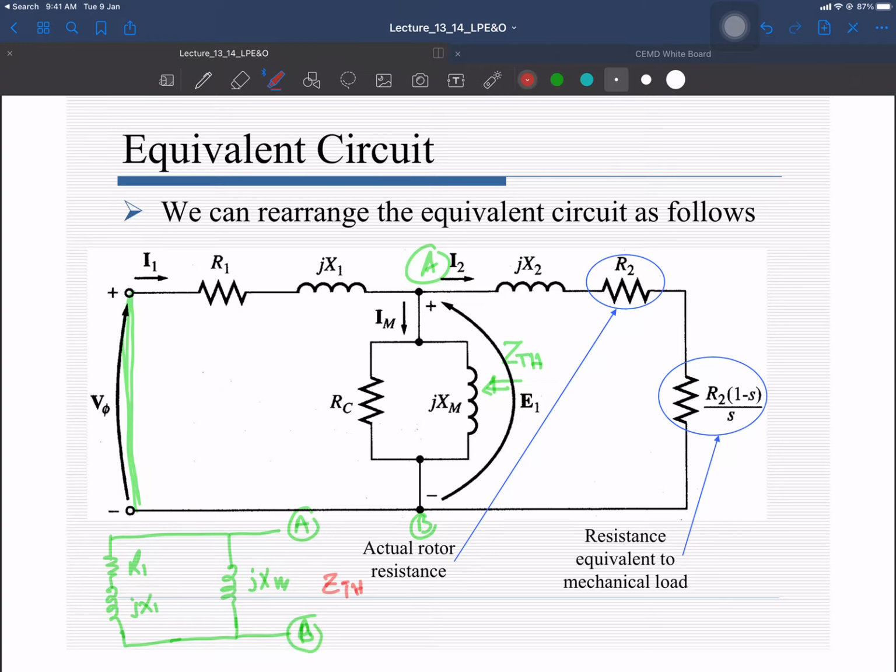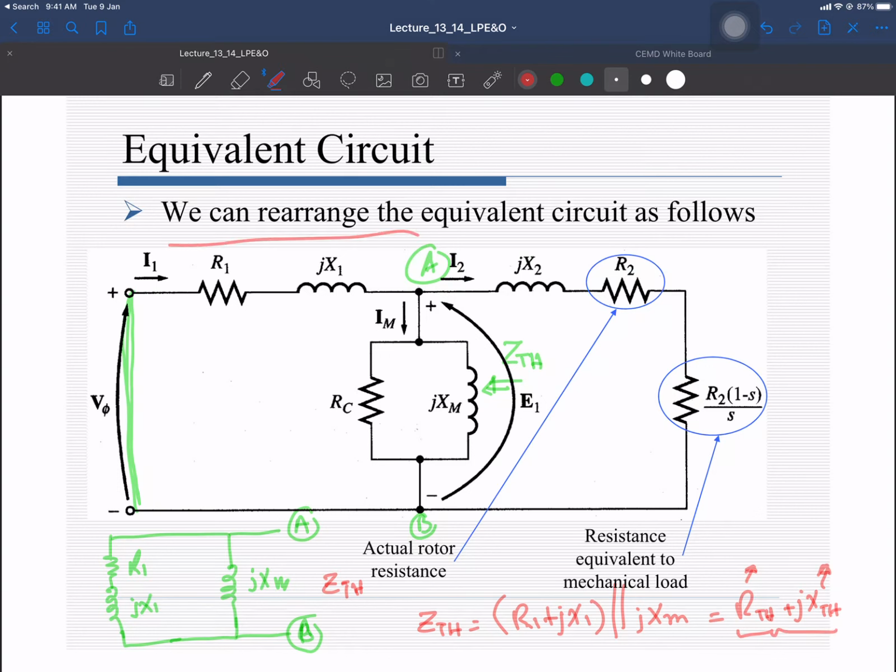So between these 2 points your jXM is in parallel with R1 plus jX1. We can write it like this: Z Thevenin is equal to R1 plus jX1, and this impedance is in parallel with jXM. Solving this, you can find out R Thevenin and jX Thevenin, where this is the Thevenin reactance and this one is the Thevenin resistance. So overall it will be the Thevenin impedance.